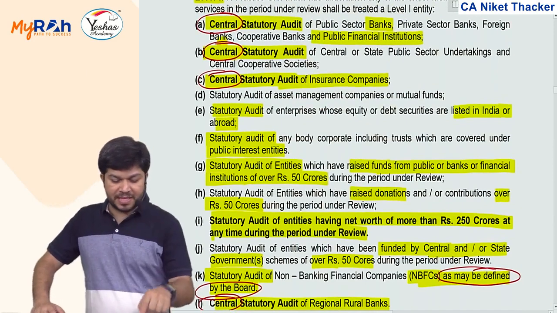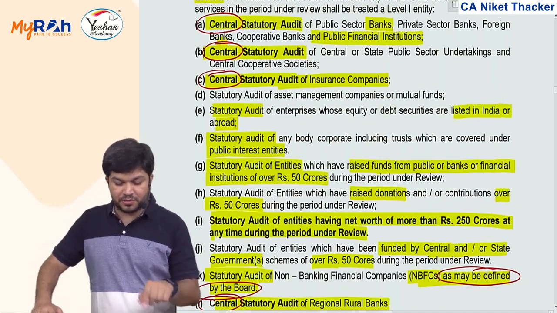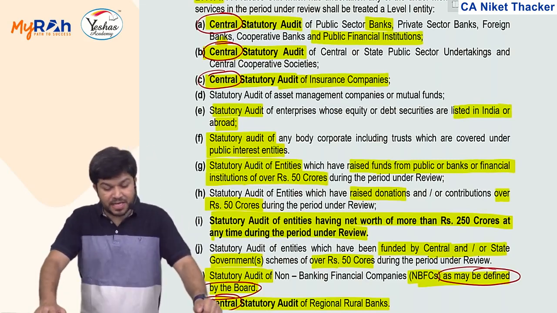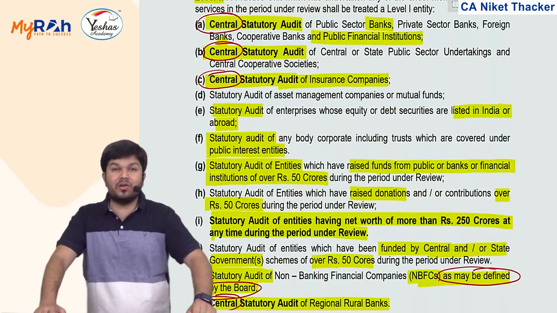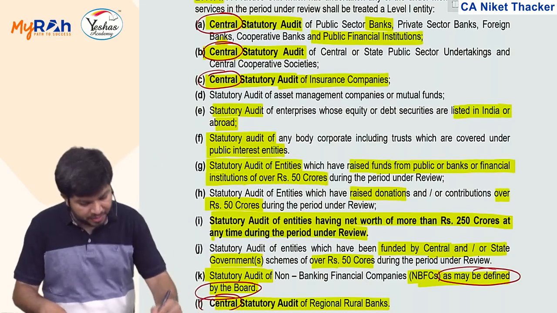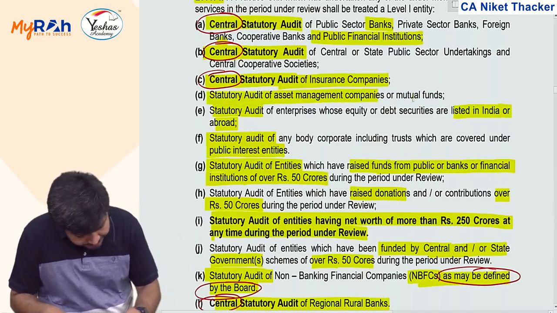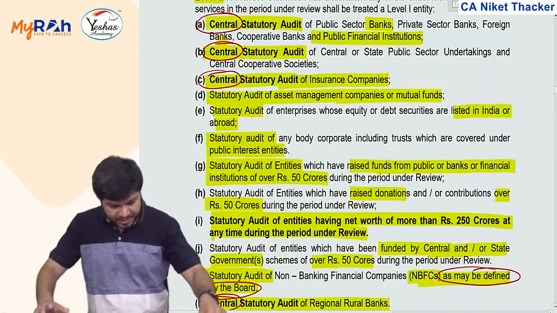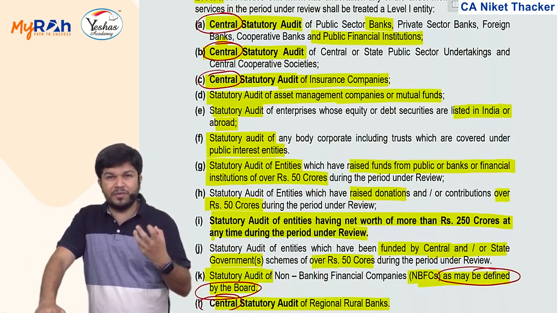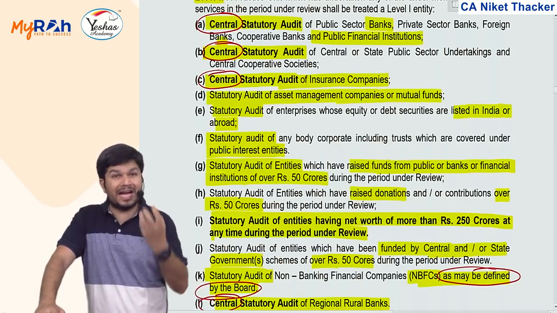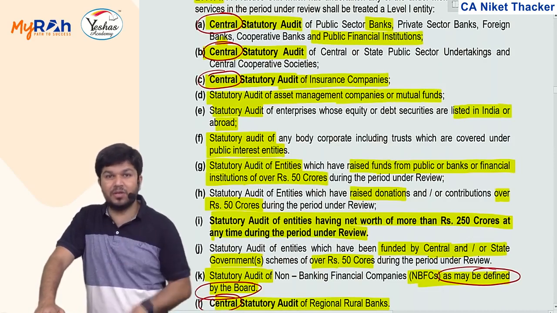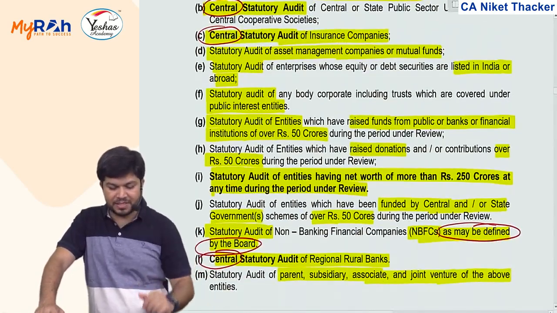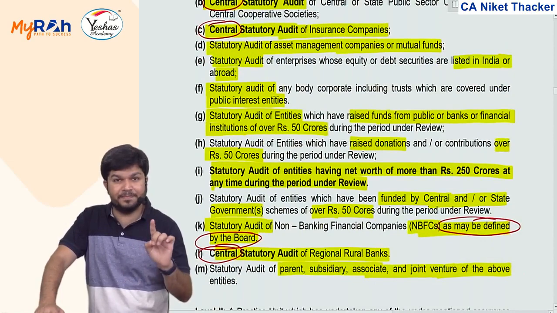Level 1, you have central statutory audit of banks, central statutory audit of state PSUs or government central PSUs, central statutory audit of insurance company. You are a statutory auditor of AMC or mutual fund. You are a statutory auditor of listed company. You are a statutory auditor of any entity wherein it's a public interest entity. You've taken a loan of 50 crores or more than 50 crores. You got a grant from government or donations more than 50 crore. Your net worth is more than 250 crores. So this all are basically covered under level 1.